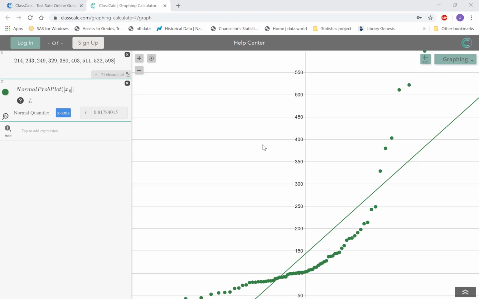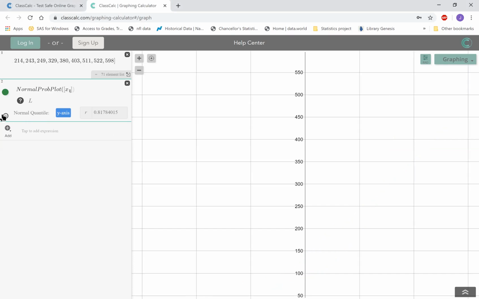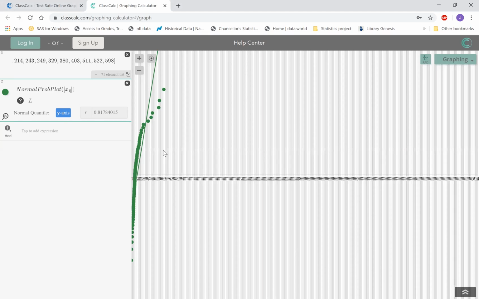Cool. Based off of this, it's not giving me a straight line. If it's a straight line, that means our data set is normal. If it gives me something that looks like this, it has curvature. Since it has curvature, it's telling us that it's not normal. Actually, that's a better picture of it. So it's telling me it's not normal.